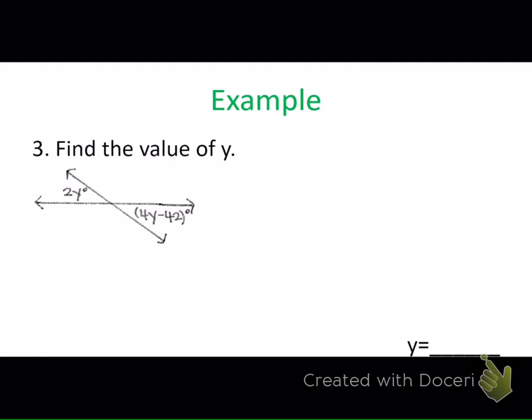Okay. Now we need to find the value of Y. What do I know about these two angles? What do we know about them? They're the same. Why? What type of angles are these? They're vertical angles, right? They're vertical, which means they're equal to each other. You don't have to write this. So they're vertical, which means they are equal to each other.